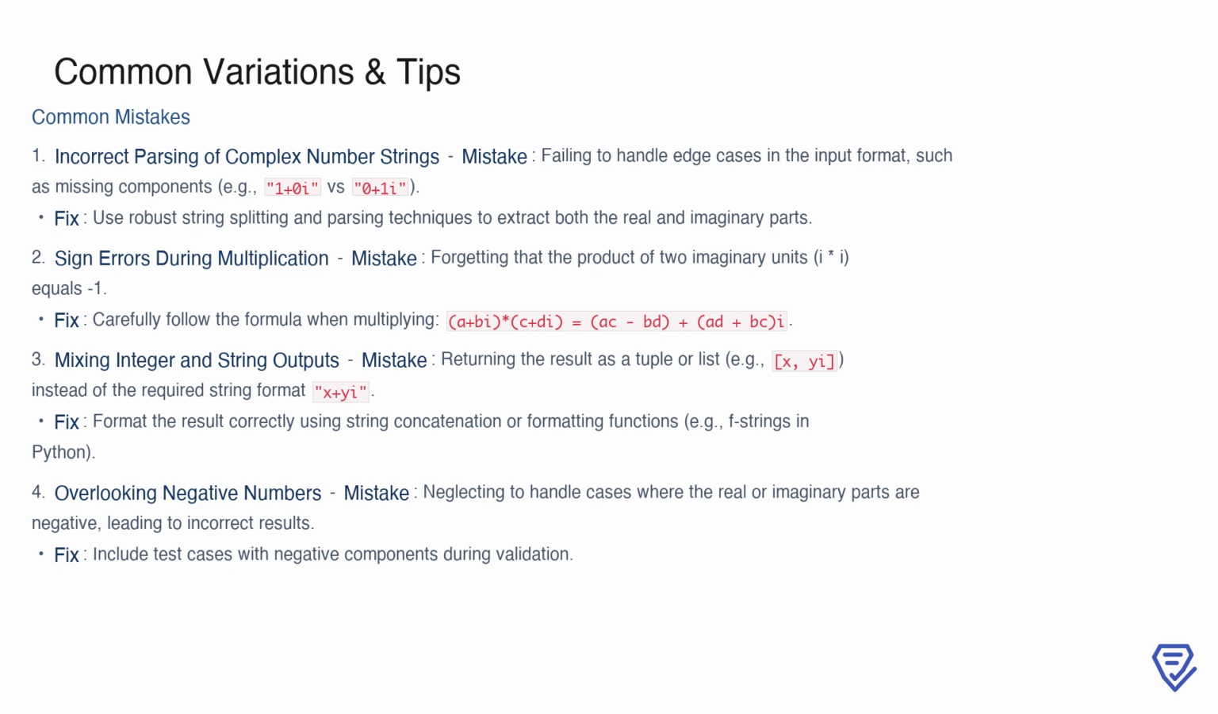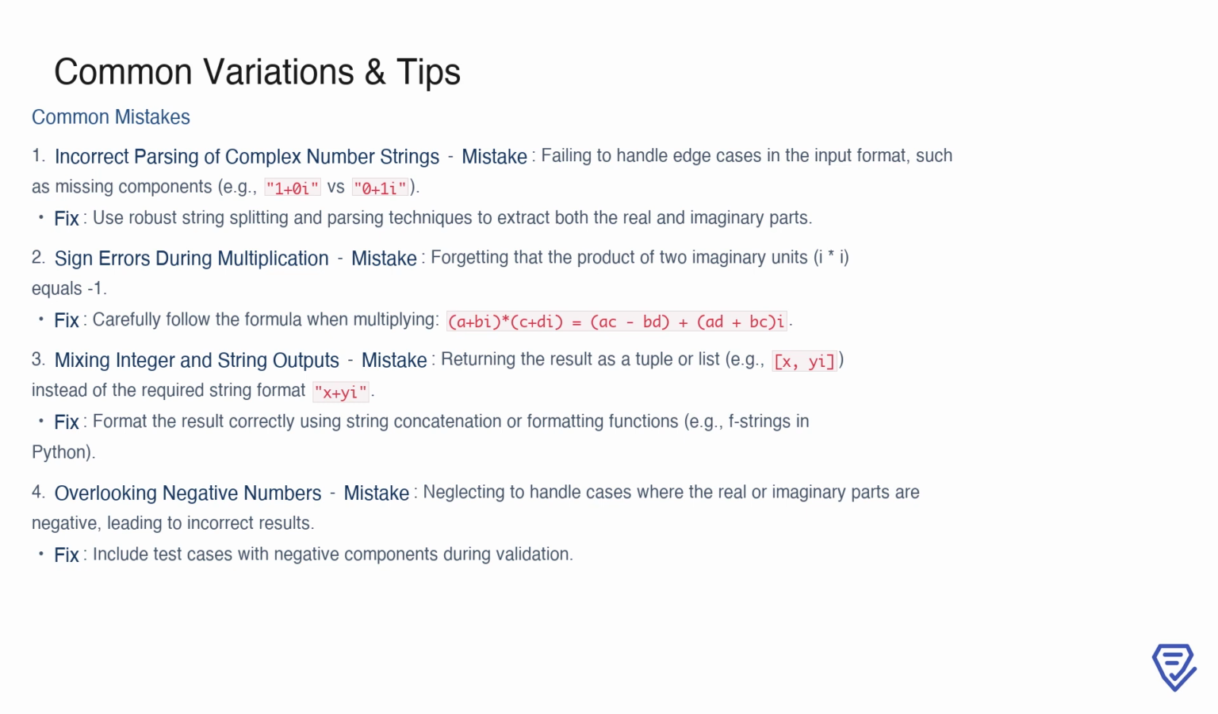Next, sign errors during multiplication are another frequent mistake. It's essential to remember that the product of two imaginary units, i times i, equals -1. Carefully applying the formula, which is (a + bi) * (c + di) equals (ac - bd) plus (ad + bc)i, will help prevent these errors.